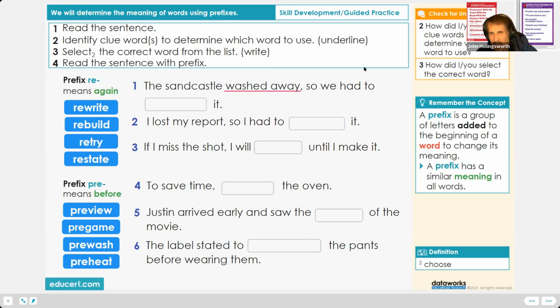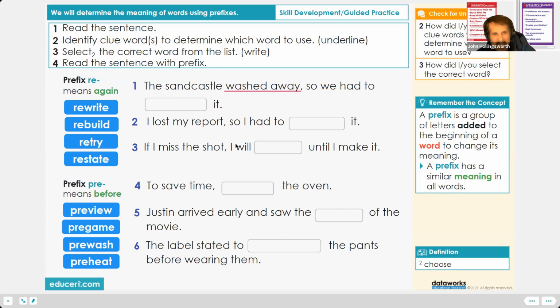Now, these are hard to do because if you haven't modeled your thinking, why you think that's the clue word right here to figure out which one to do. So the washed away allows me to decide that what we're going to have to do is probably rebuild it again. Okay, so students, why do I think washed away is the clue to tell me which word goes there? Okay, and let me finish the question and we'll go back to this one.